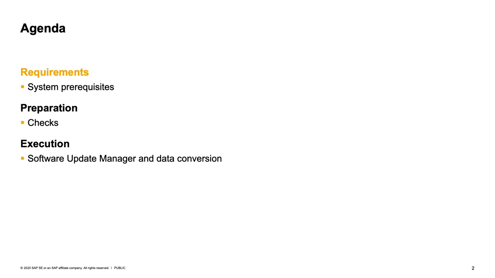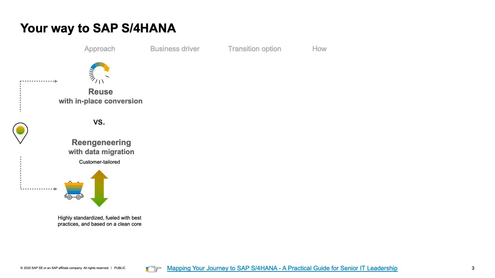My name is Boris. I work as a product manager for the Software Update Manager and on system conversion topics. Let's have a look at the agenda for this session today. We have three sections. We start with the requirements for a system conversion, especially the prerequisites for the source system. We will have a look at the preparation steps and the tools supporting you in this phase. And we will have a look at the things that are happening in the technical execution of the system conversion.